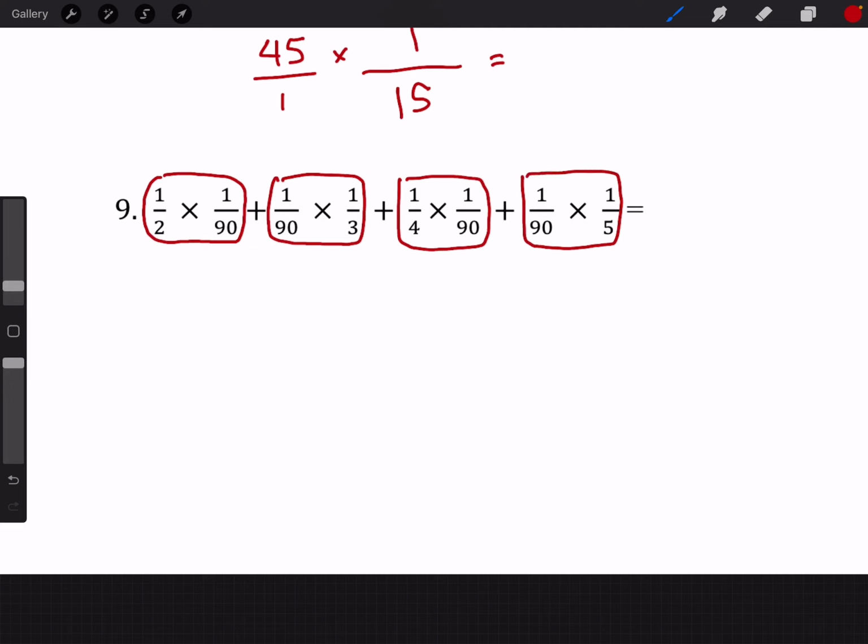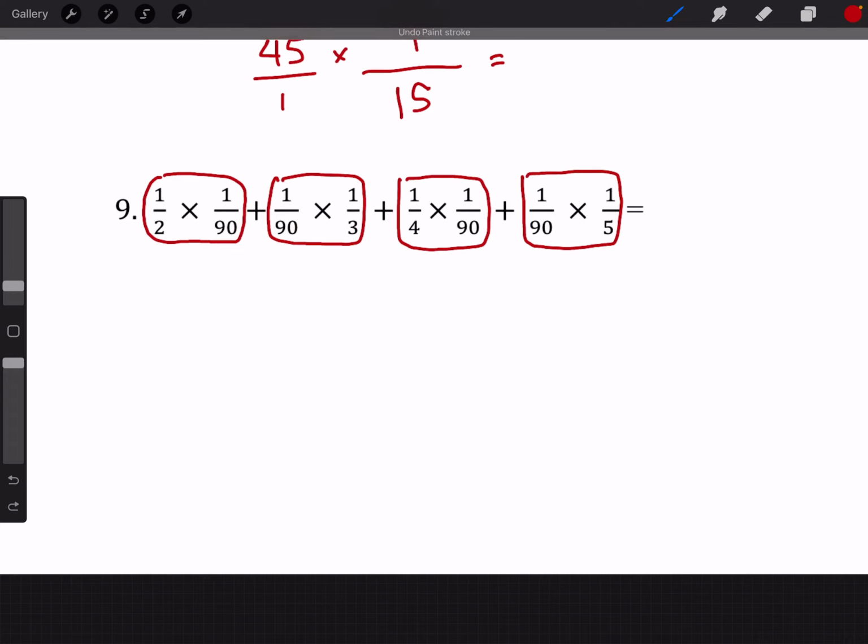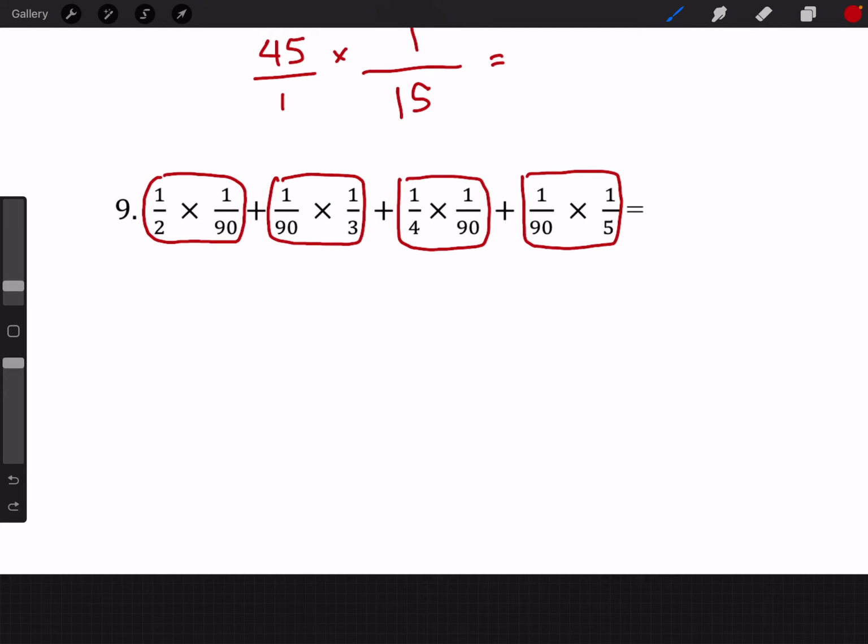And you may notice that every multiplication always has 1 over 90 in it, right? So what we're going to do is, because of the quick method, remember the quick method? If you have 2 times 3 plus 4 times 3, because they both have 3s in them, you can just say, I'm going to multiply 3 at the end and just say 2 plus 4. This is the same thing. This is a quick method.